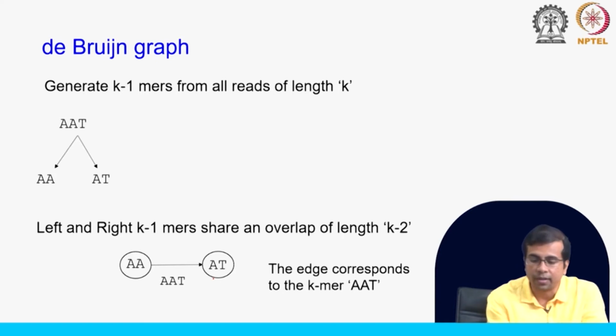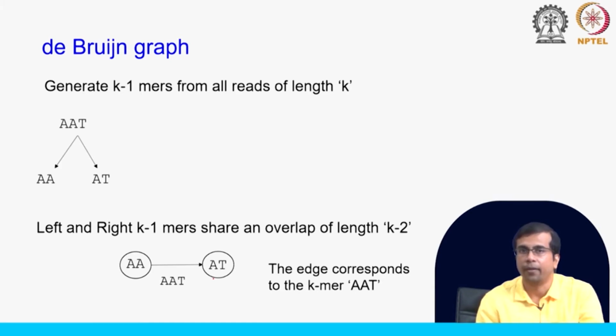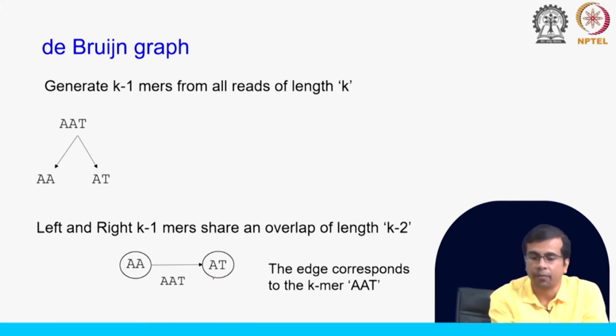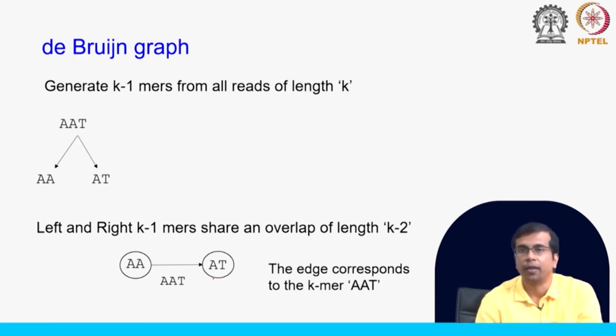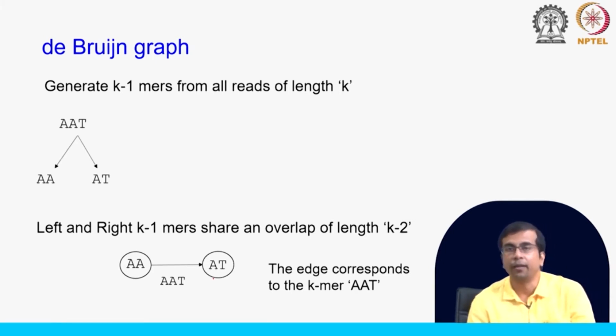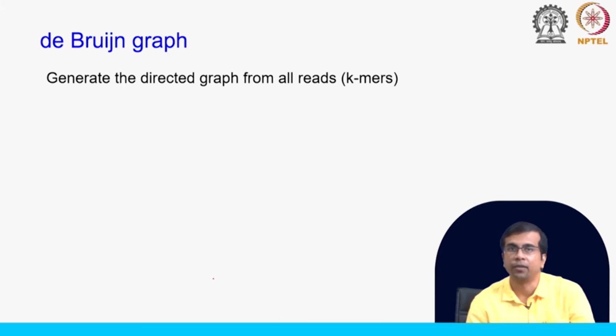The edge that we see, if we actually traverse through this edge, corresponds to this k-mer AAT. Because if we merge this, the overlap is 1 base. So, once we traverse, we can merge these nodes, and this will correspond to the k-mer or the read AAT. Okay. So, with this in mind, now we can apply this for all k-mers, and we can generate this directed graph from all reads.